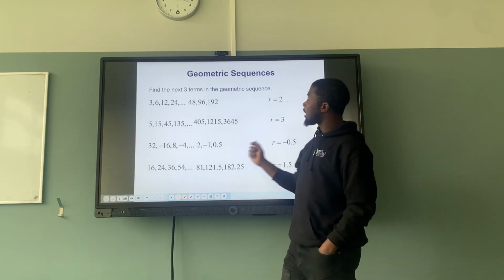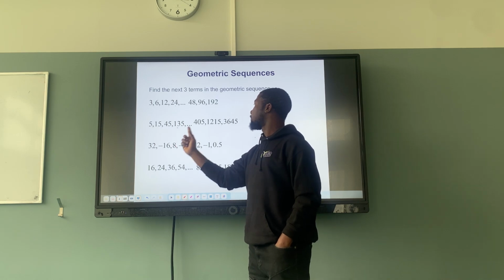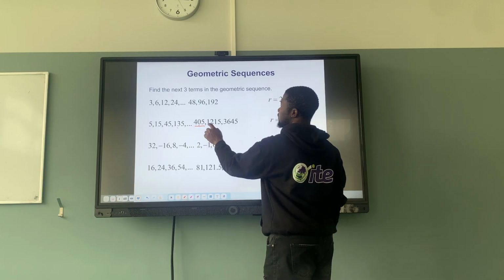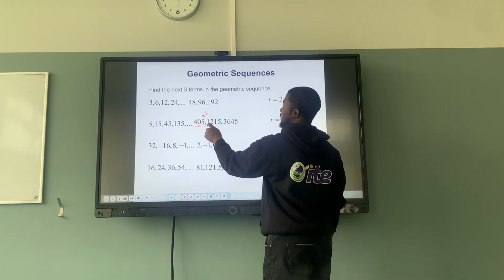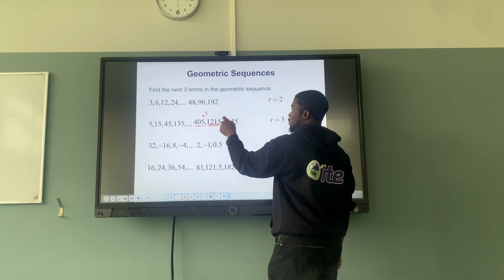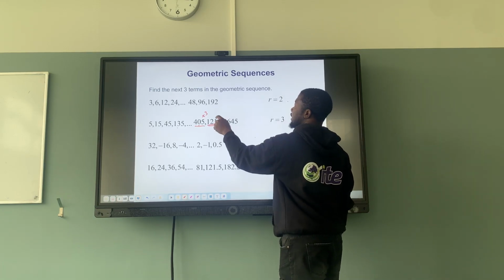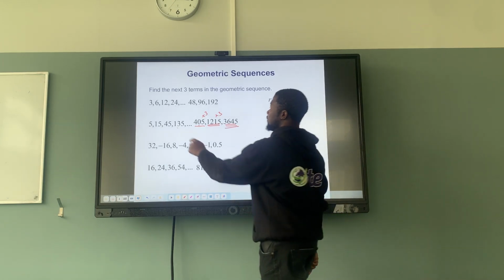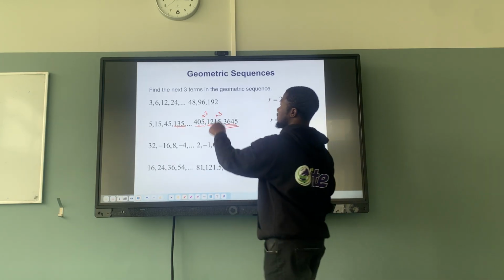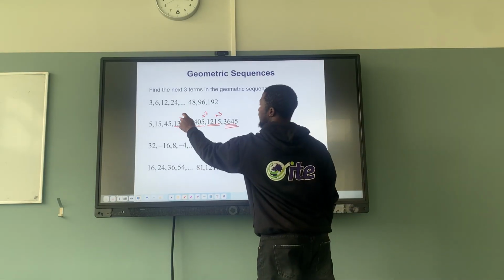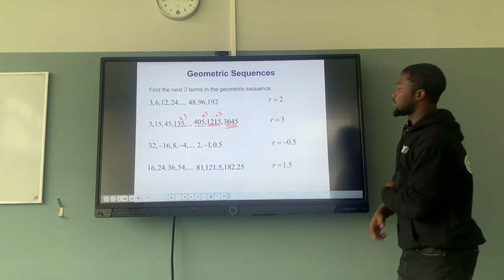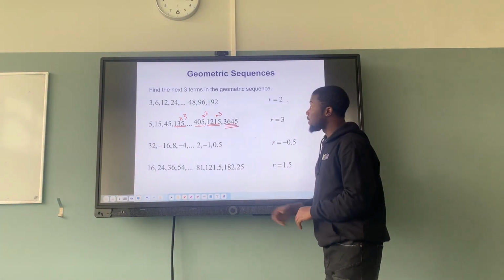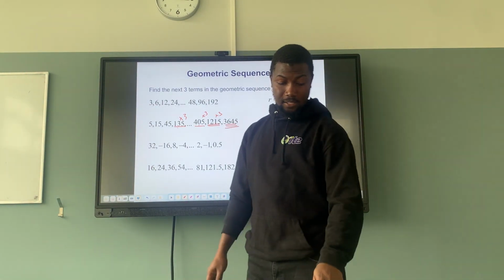To get the next 3 terms, multiply 135 by 3, that gives you 405. Multiply 405 by 3, that gives you 1215. Multiply it by 3, that gives you 3645. So that's it. If you get the common ratio, just multiply it by the last term, and that gives you the next term. That's how the next 3 terms are generated.